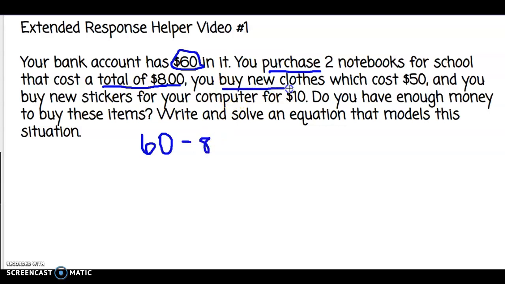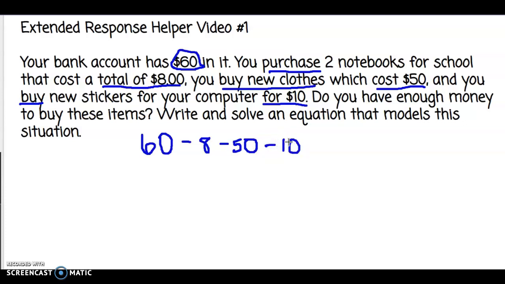Then it says I buy new clothes, which cost $50. Well, if I'm buying new clothes, that means I'm paying for them. So that means I'm also going to subtract that from the amount I have in my bank account. So I'm going to put subtract 50 because this represents the clothing that I bought. Last, it says I buy new stickers for my computer for $10. If I'm buying those new stickers for my computer, that means I'm also going to be deducting or subtracting that amount from my bank account. So I'm going to put minus 10.